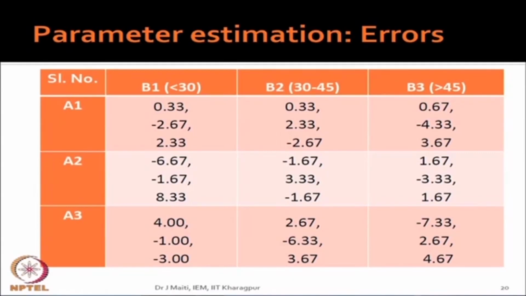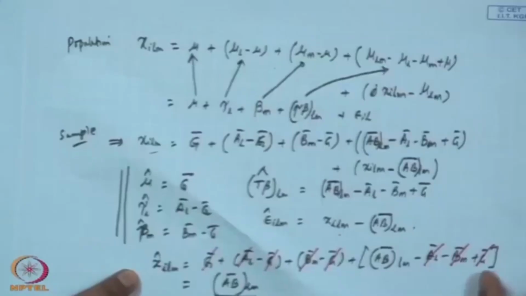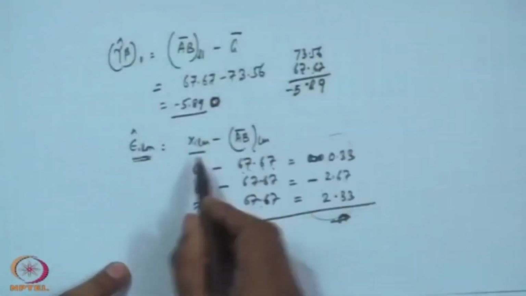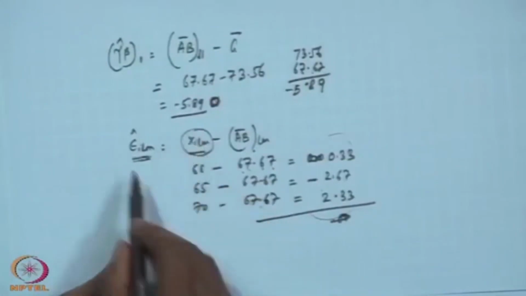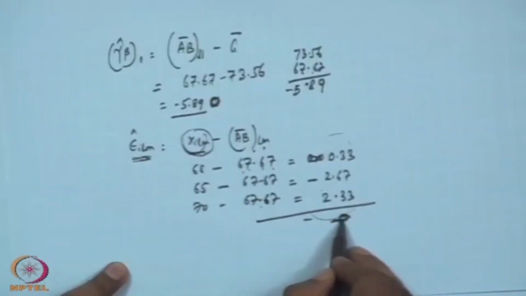Okay. What will you do with these errors? These are all errors, because we have established earlier, I think I am correct, that your predicted value is A B bar lm and actual value is xi lm. So, the error will be the actual value minus predicted value. So, in that sense this is correctly calculated.